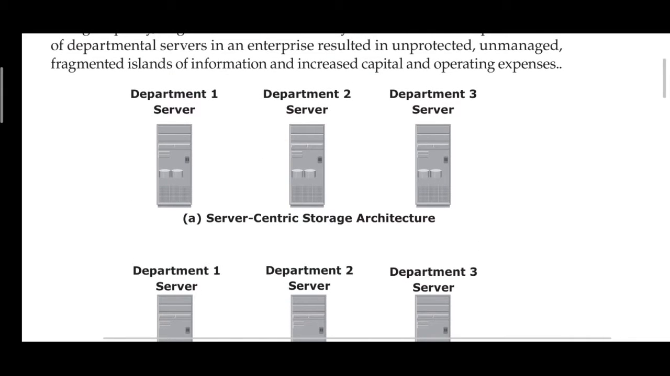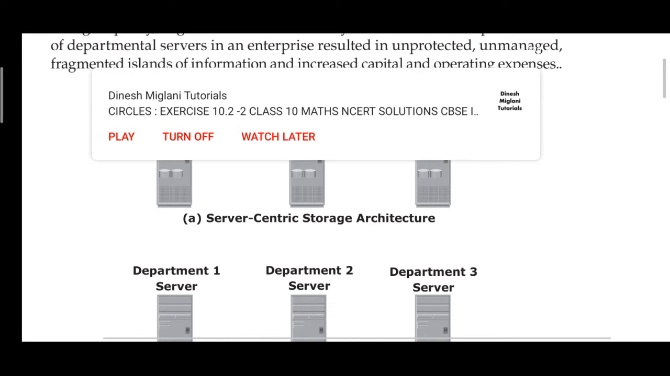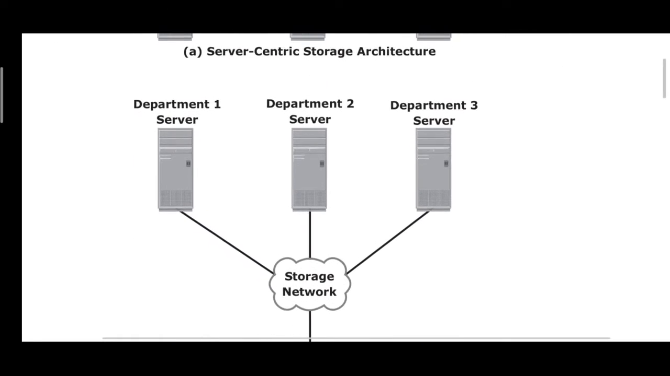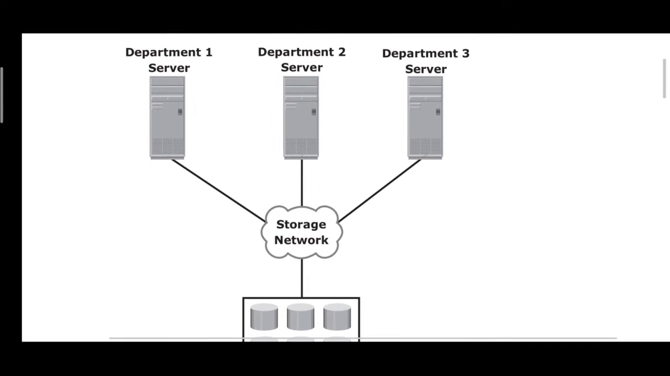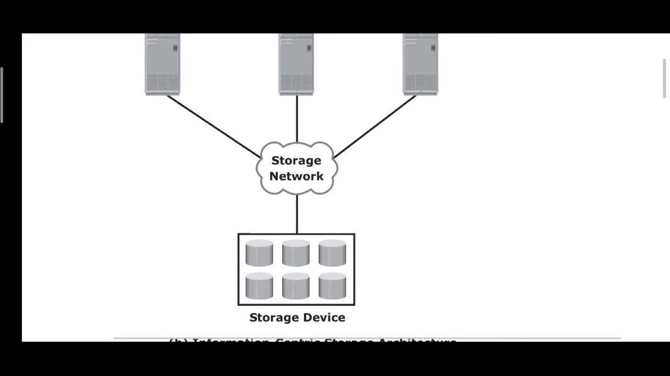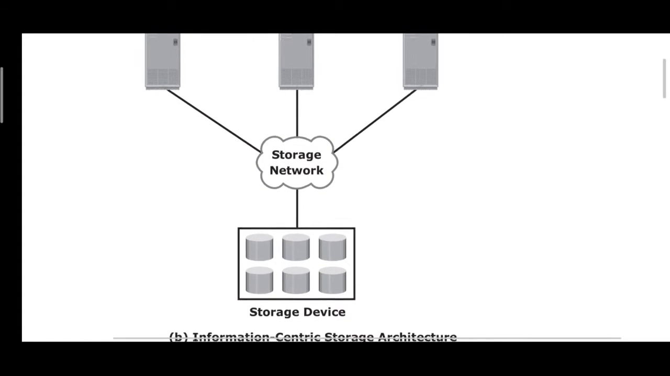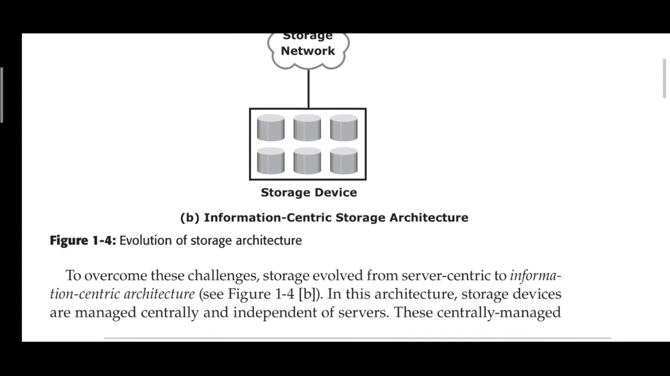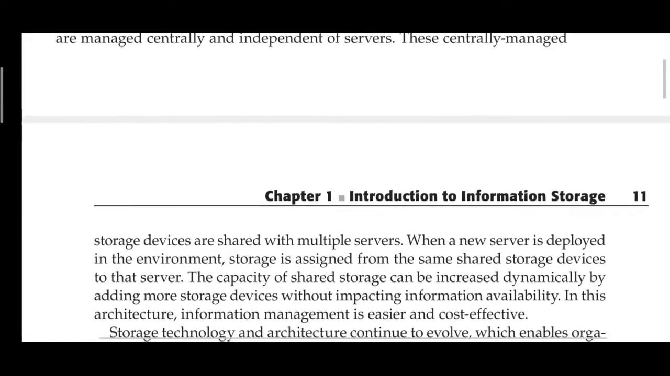In server centric, data related to a particular department is stored separately, or storage devices are maintained internally to the departmental server. Whereas in storage centric architecture, see the diagram, all the departmental servers are interconnected to the common storage device. So it is called storage centric or information centric. Okay, very simple concept.